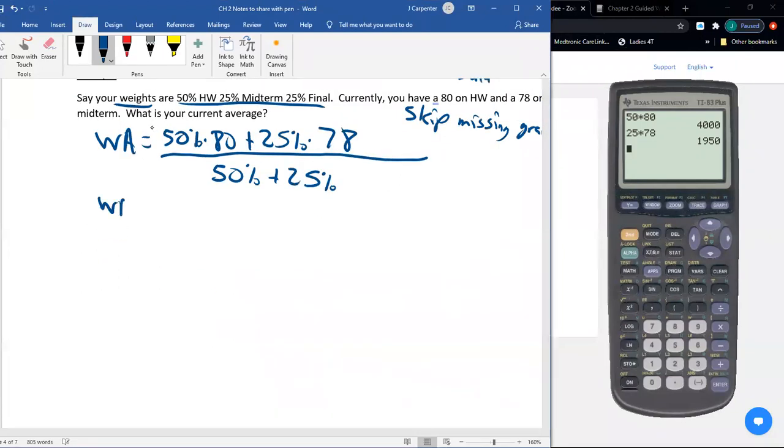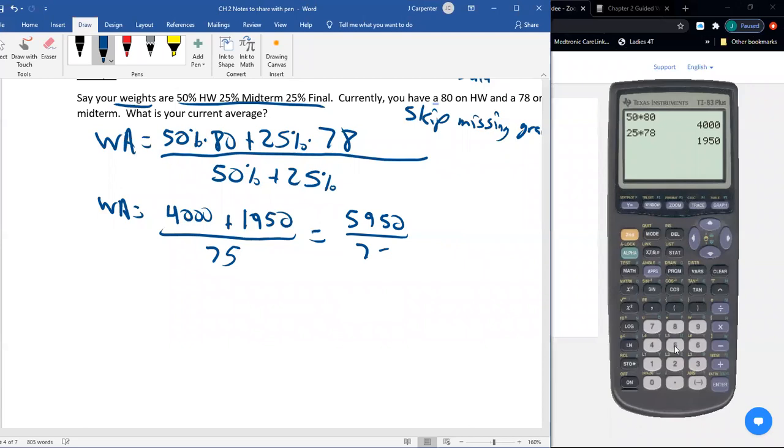Weighted average. So that'd be 4,000, that was the 50 times the 80, plus the 25 times the 78, which is 1950, over 50 plus 25, which would be 75. 4,000 plus 1950 would be 5,950, divided by 75. So let's do that division. 5,950 divided by 75, and we get 79.3.